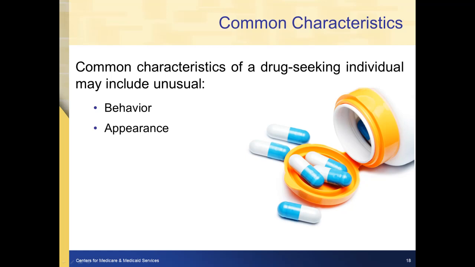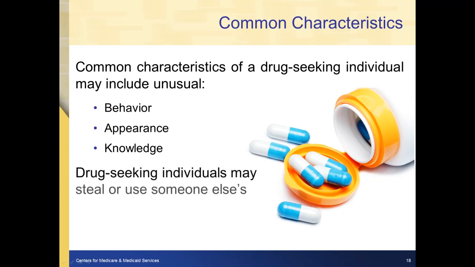Appearance. The individual may be underdressed or overdressed, may wear sunglasses indoors consistently, or may show visible signs of drug abuse, such as injection scars or skin tracks. Knowledge. The individual may have a large knowledge base about controlled substances, may request specific drugs such as methadone, morphine, hydrocodone, oxycodone, or fentanyl, may claim that non-narcotic analgesics are ineffective, or may appear to have or give a vague medical history. Drug-seeking individuals may also steal prescription pads or use someone else's identity.